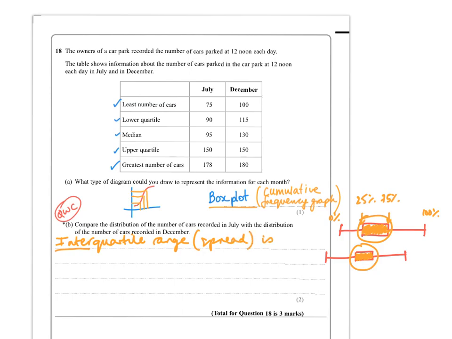is, well, let's have a look. The interquartile range for December and July, we can call that the spread. So we'd say in December it's 150 minus 115, which is 35, and for July it's 60. So you could say that the interquartile range, or the spread, is lower in December.